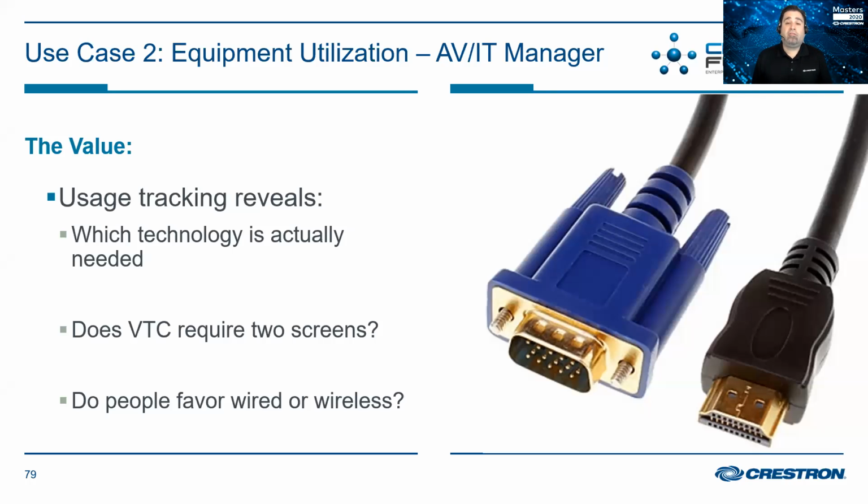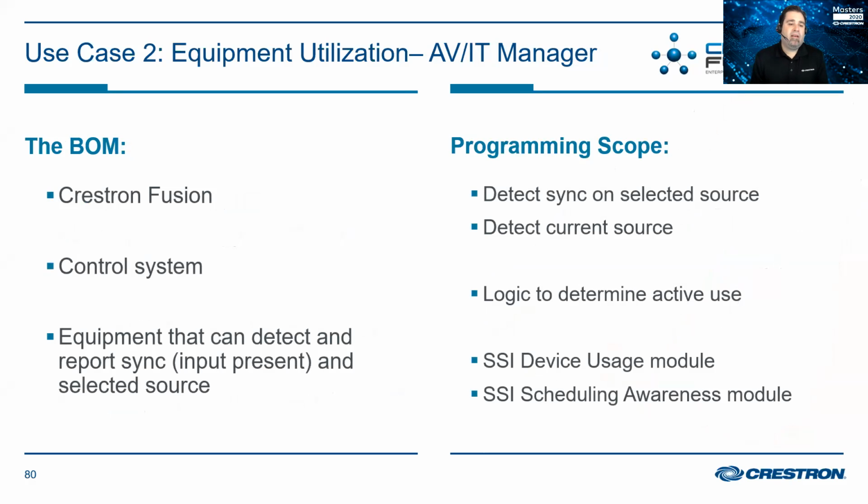Does VTC require two screens? How could we distill that? If we understand that users are frequently sharing content in their VTC calls, then they're probably going to want two screens, one to show the content, one to show the far-end participants. If we just have a single screen, that's great for basic collaboration in huddle spaces. But if they're frequently showing content, you're probably going to want that second screen. But this is a decision that can be informed by data and information. Do people favor wired or wireless? You get the idea.